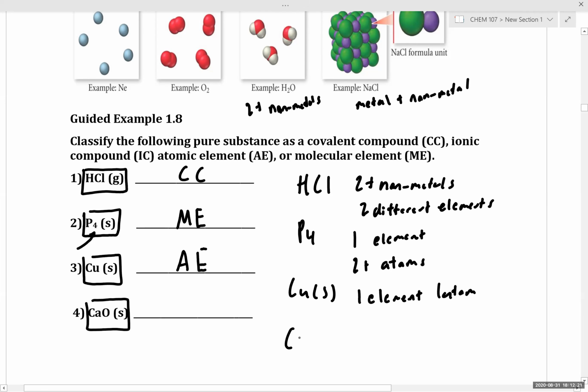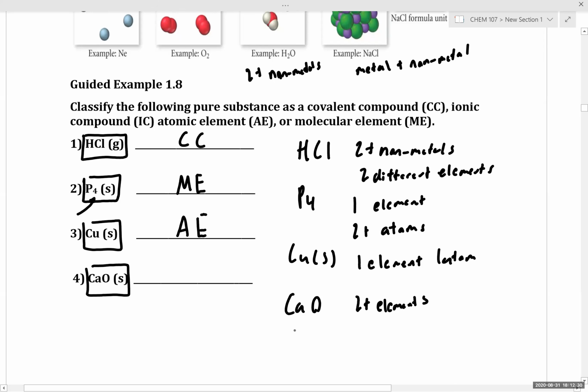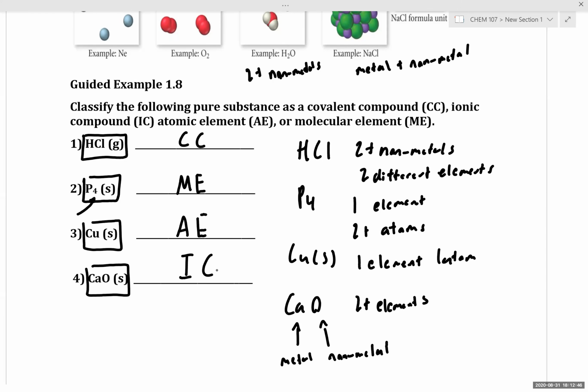Finally, calcium oxide: we have two or more elements in our formula, and we have a metal and a nonmetal. As a result, this is an ionic compound. Does this make sense to everyone so far? Any questions on this example? Does this logic make sense to everyone?